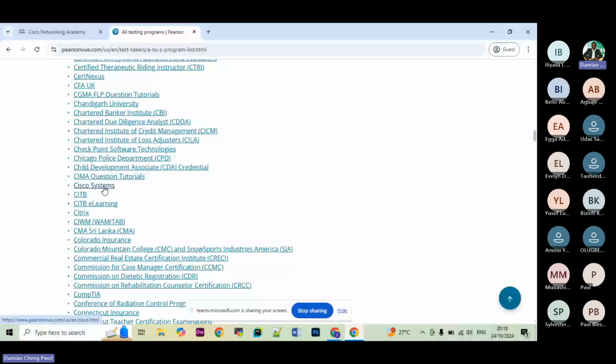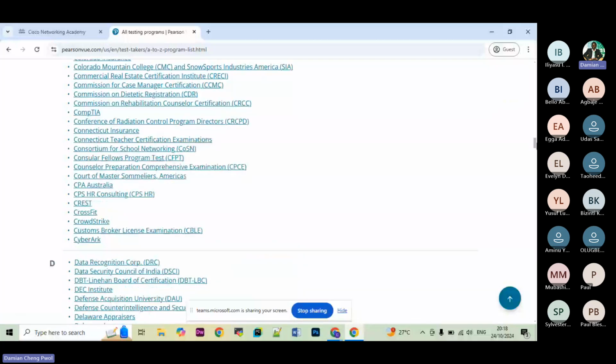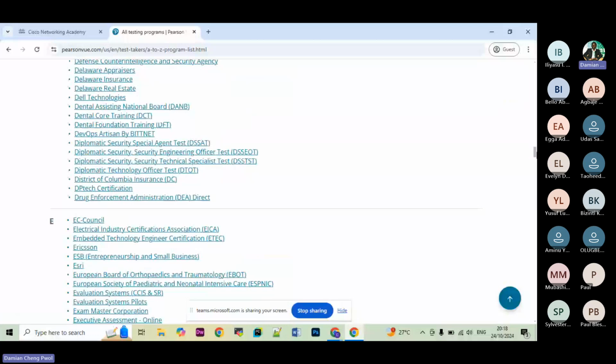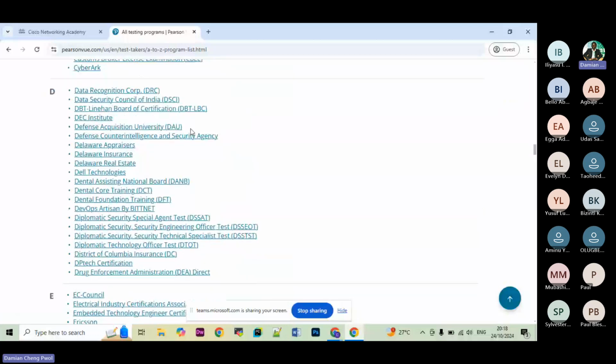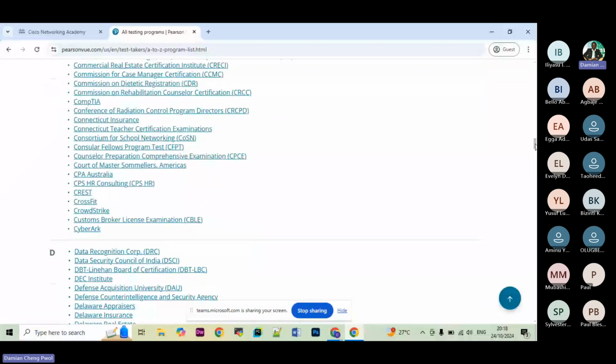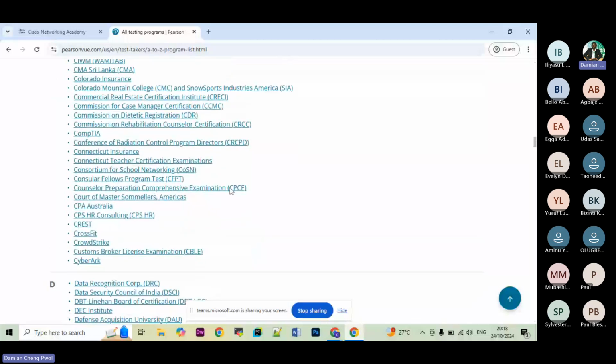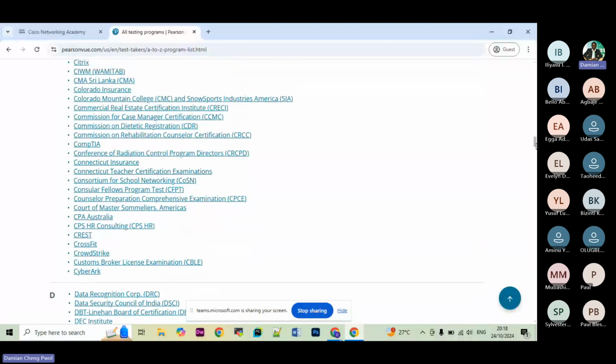These are other exams too. You can also take your time and look at them to see which one you can do. You can see data recognitions, defense acquisition, university, and so many. Just take your time. Dell Technologies, they are all there. Look at those ones too. But for Cisco, let's click on that. Let's see what we have with Cisco.